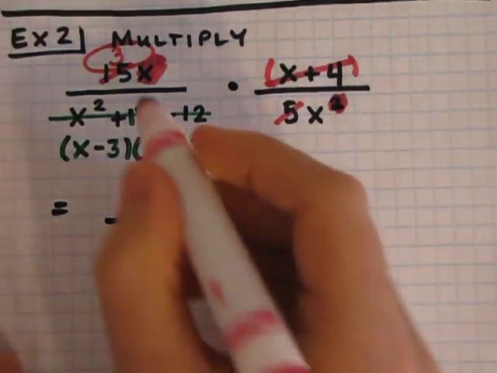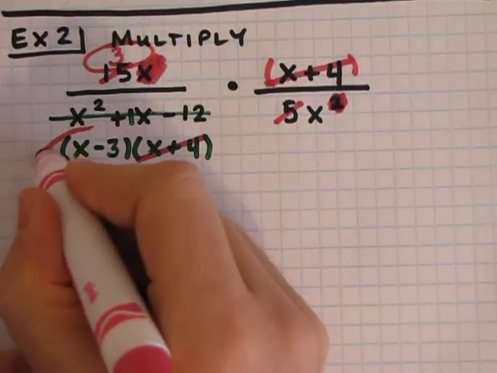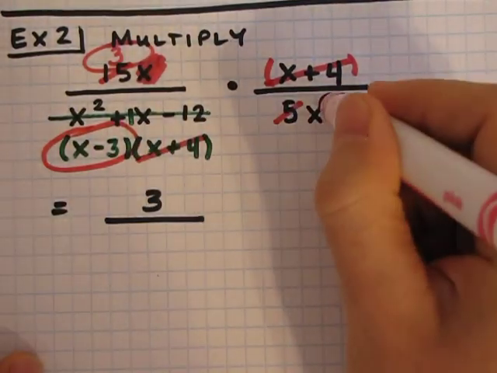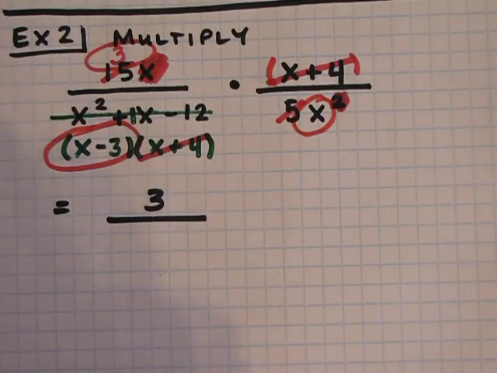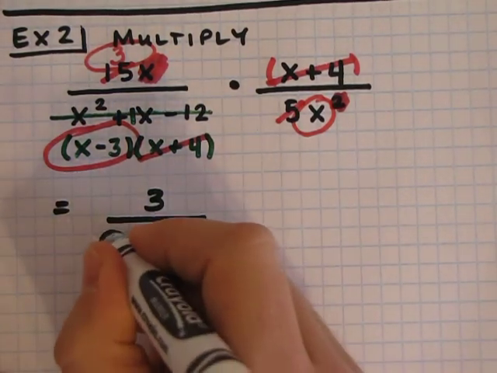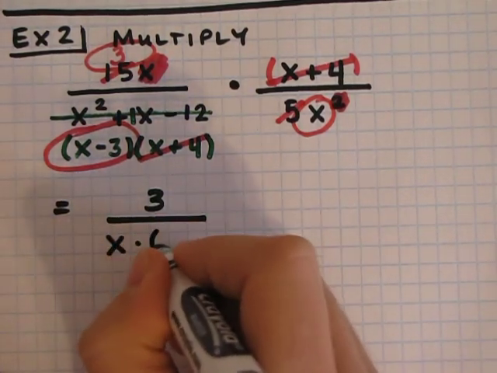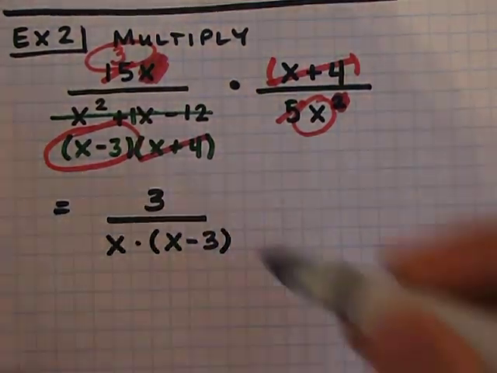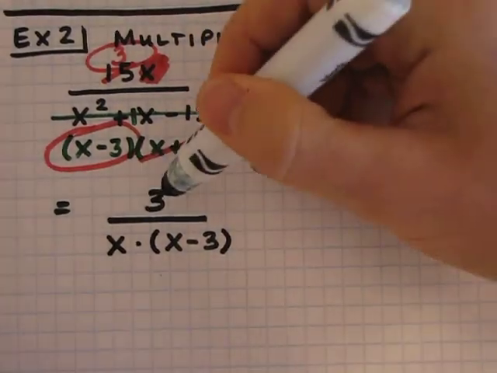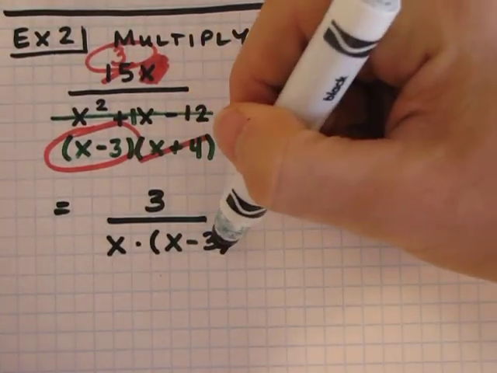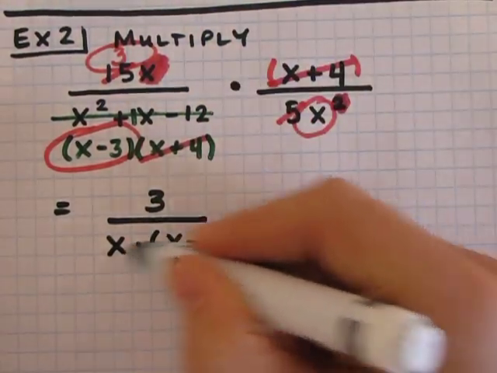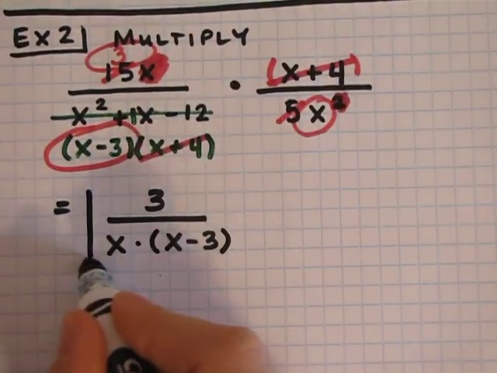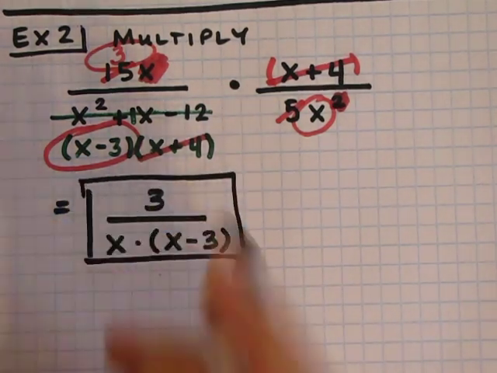In the denominator, over here we have an x minus 3. And on the second fraction, we have a single x. So I'm going to multiply those together and call that x times x minus 3. That is our final expression. We can't cancel this 3 and this 3 because this 3 is not a factor. It's not multiplied, it's subtracted. So there's our final answer.